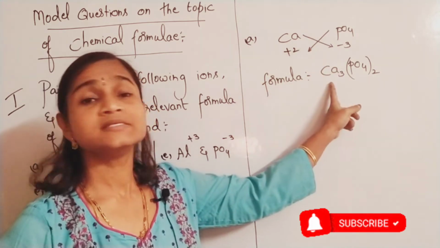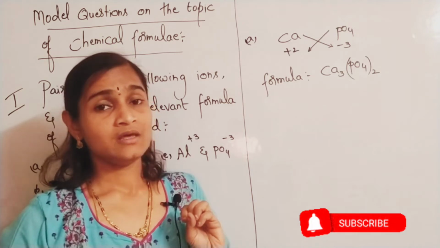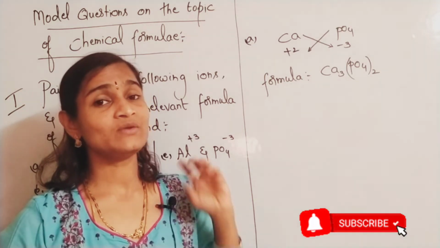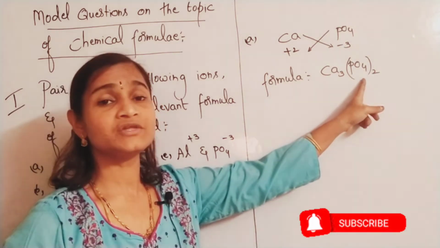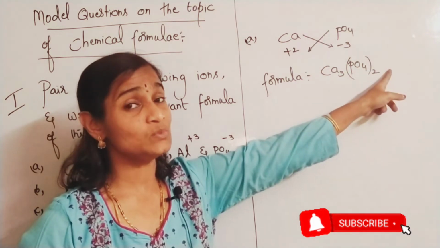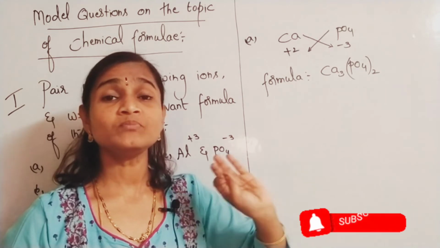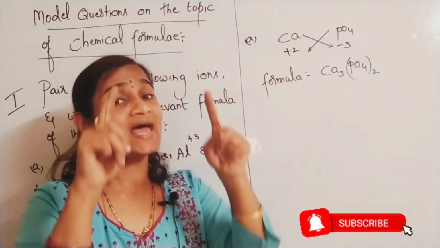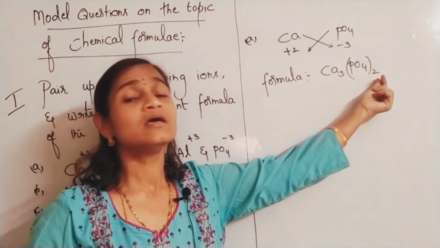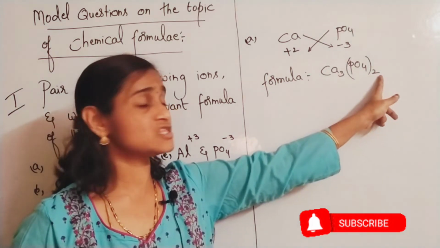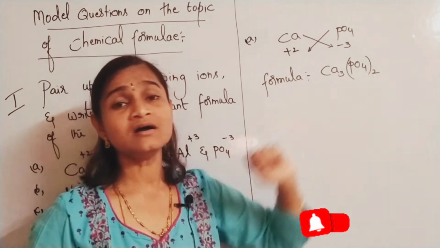Ca3, where Ca is a simple ion. We have learnt about simple ions and compound ions in the previous video; please go through that video and you will get clarity. After crossing over, the formula is Ca3(PO4)2. PO4 is a compound ion, so you have to keep compound ions in brackets, and the relevant crossed over charge is written outside, down from the bracket.